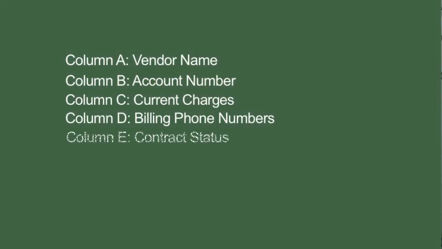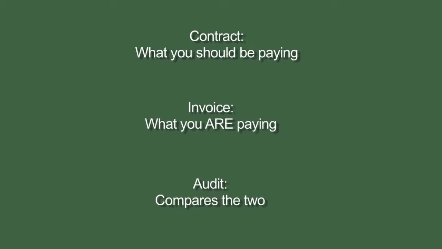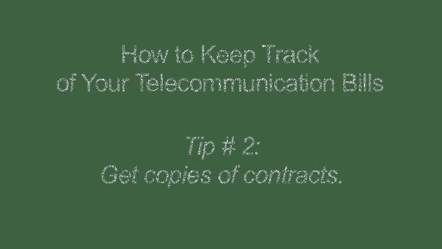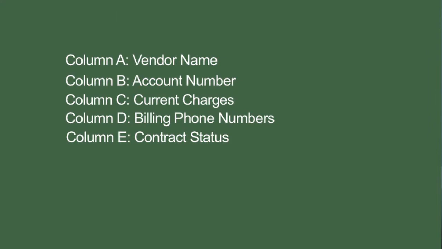You're going to have a column for the contract status of each account, and that's a key part of auditing. The contract tells you what you should be paying, the invoices are what you're paying, and the audit is just comparing those two things. So you're going to want to get copies of contracts. Hopefully you have them on site. If you don't, that's not uncommon either. You have to contact your vendor and get copies of those. If an account is not under contract, that's a red flag right there that you could probably be doing something better with that particular account on rates and charges.